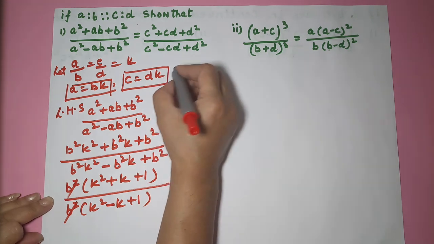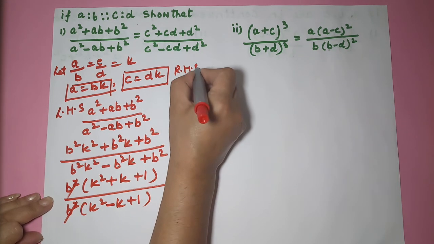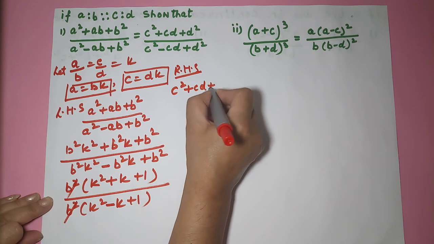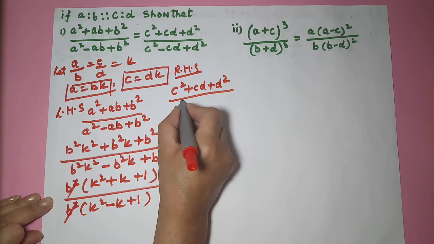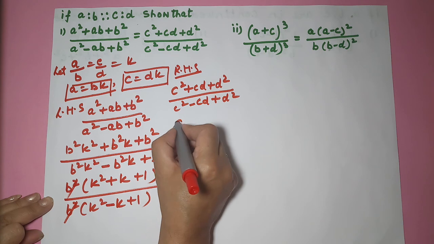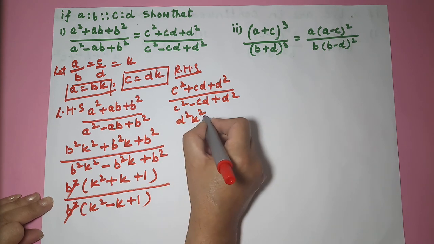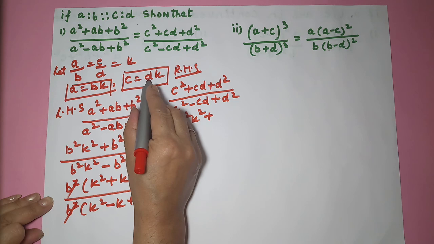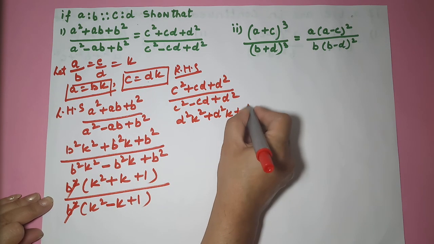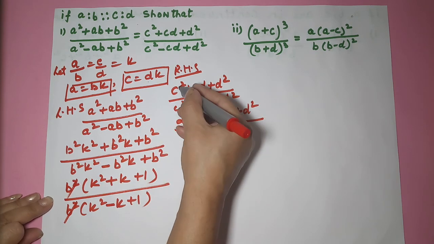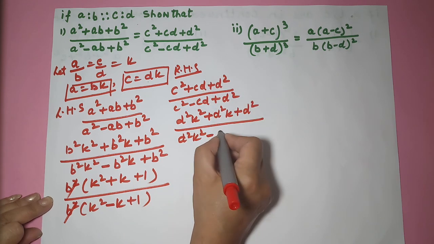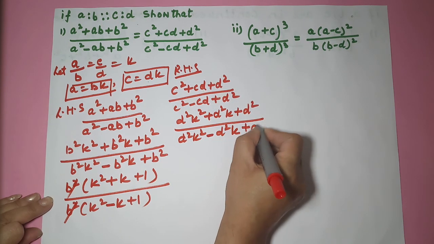Let's see what our right hand side will come to. What is our right hand side? c² plus cd plus d² divided by c² minus cd plus d². Let's replace c² as d²k², plus cd, in place of c, dk into d becomes d²k plus d². I don't have to touch that. So let's replicate now. This will become d²k². This will become minus d²k and this is d².